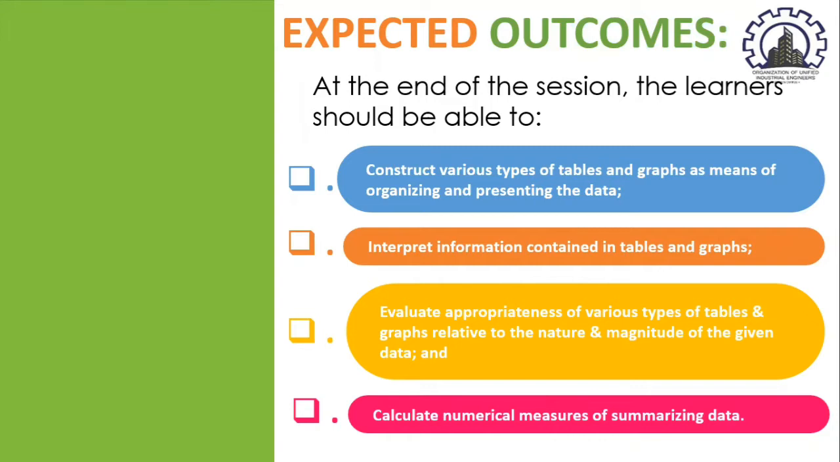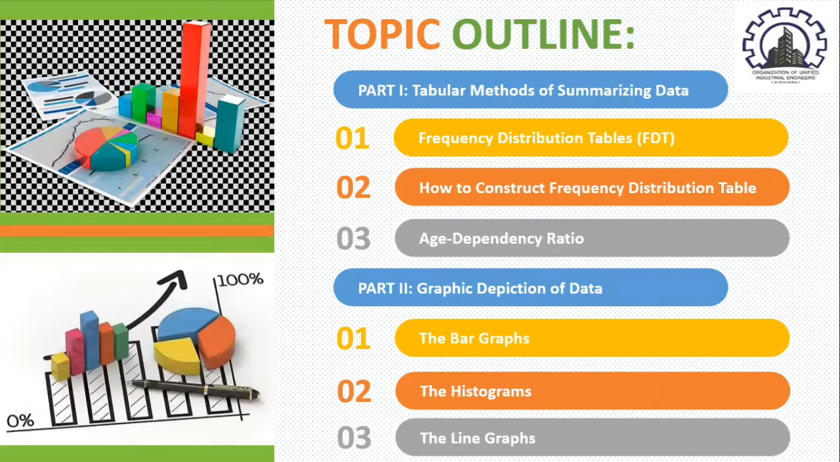Also, they should be able to evaluate appropriateness of various types of tables and graphs relative to the nature and magnitude of the given data. And finally, we should also be able to calculate numerical measures of summarizing data. In today's lesson, our topic outline is divided into four parts.